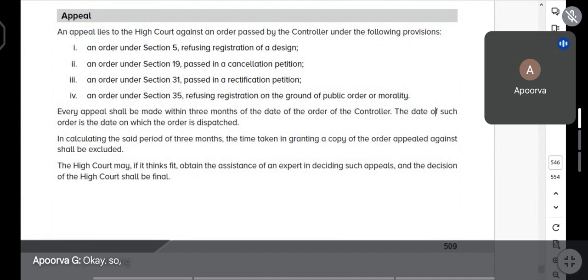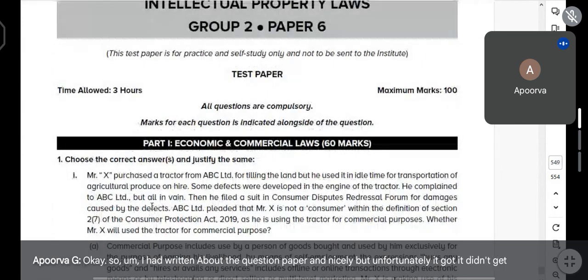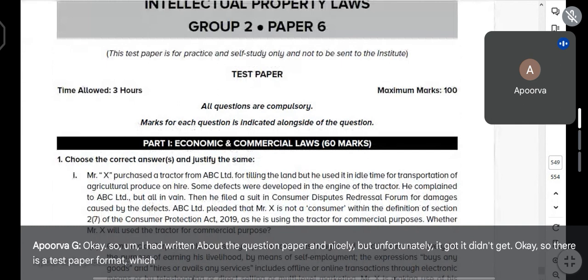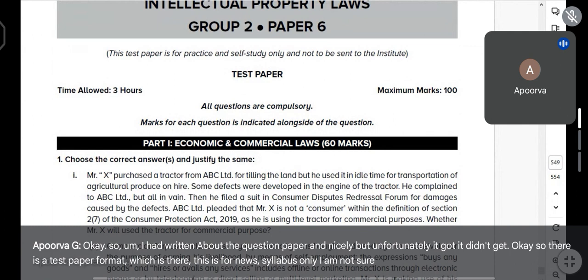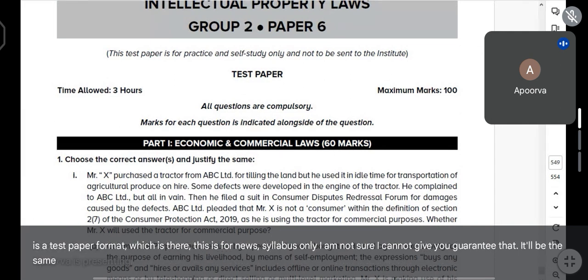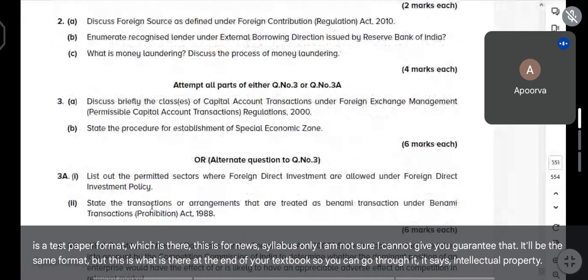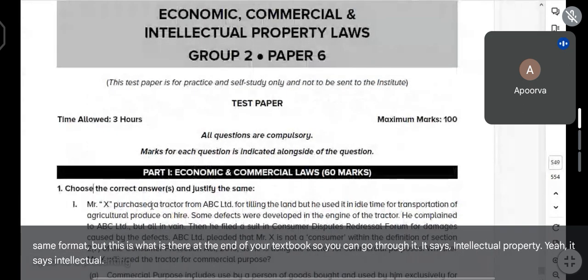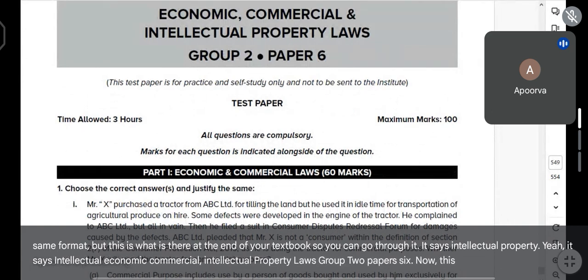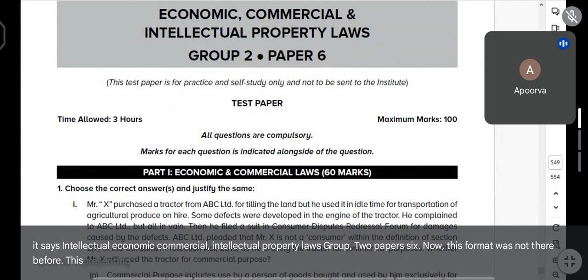I had written about the question paper nicely, but unfortunately it didn't get saved. So there is a test paper format. This is for the new syllabus only. I cannot give you guarantees that it will be the same format, but this is what is there at the end of your textbook, so you can go through it. It says Intellectual, Economic and Commercial Laws, Group 2, Paper 6. Now, this format was not there before. This is just one test paper format.